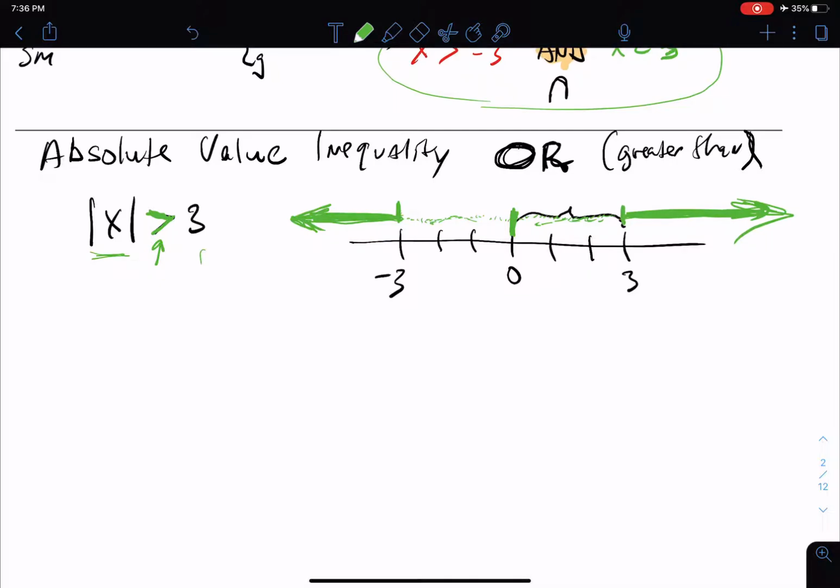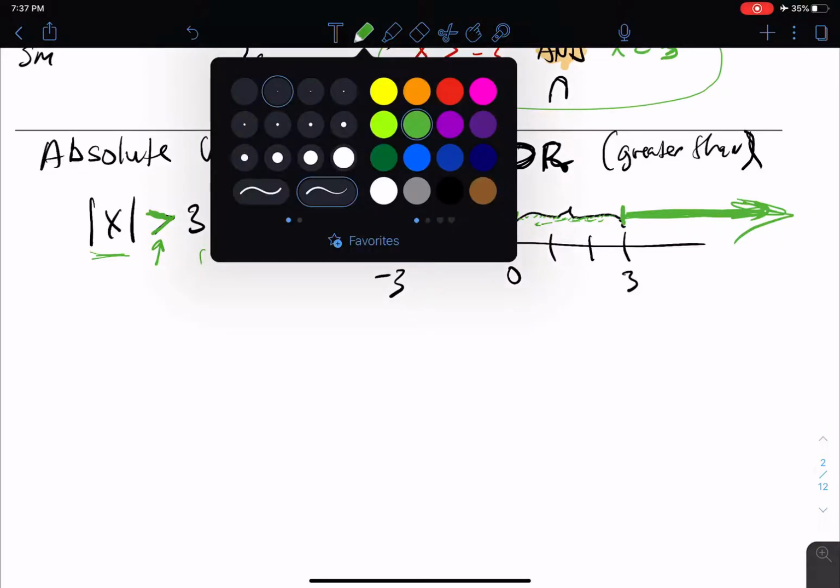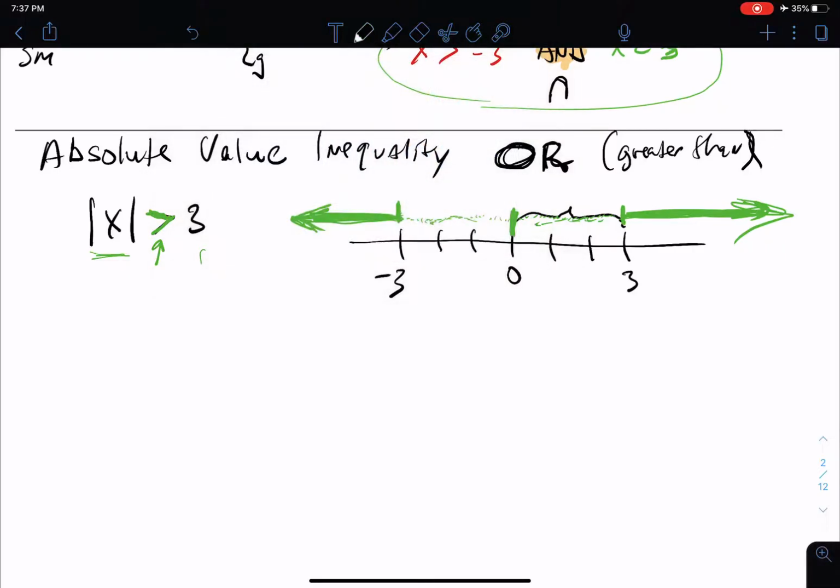And so this is not an interval. It's an open interval that goes out, these two rays that point out. And the way that we can write this, so if you look at this and you can see this, well, how would you describe that?